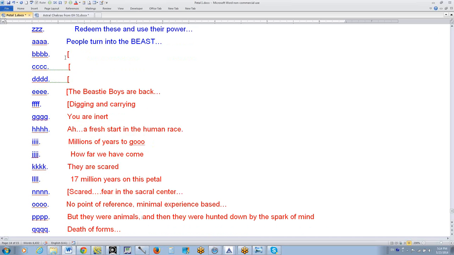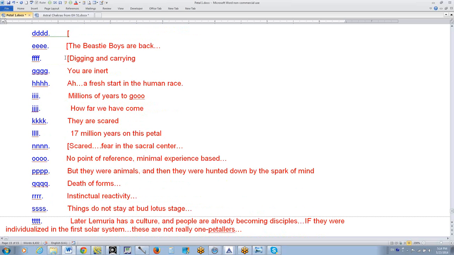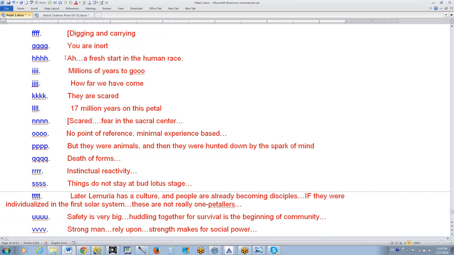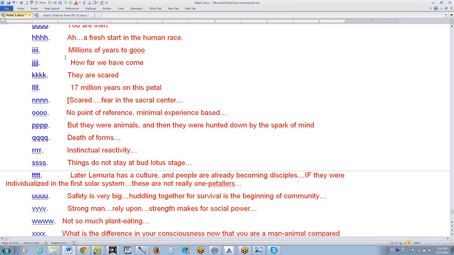So it's more man as the beast, and some people today can go back to those kinds of days and turn into the beast. The Beastie Boys are back. Well, you can see it was a bit of fun as we brainstormed on these things. Dig and carry, you are inert. A fresh start in the human race, millions of years to go. How far we have come.